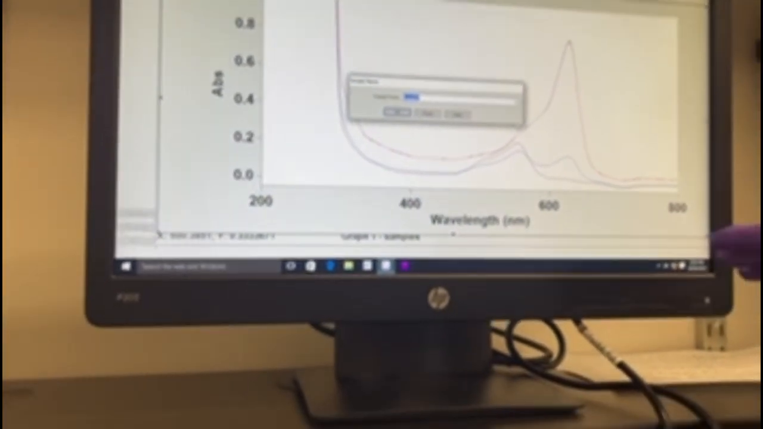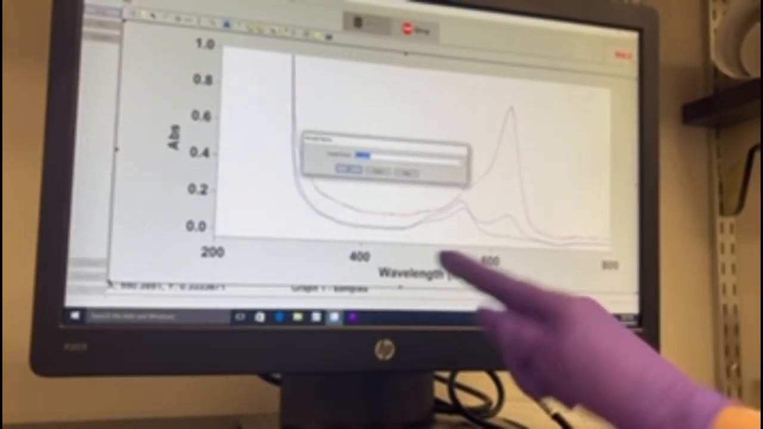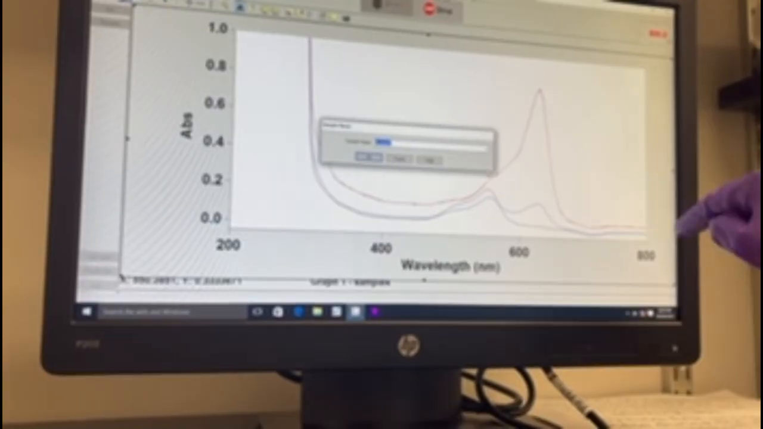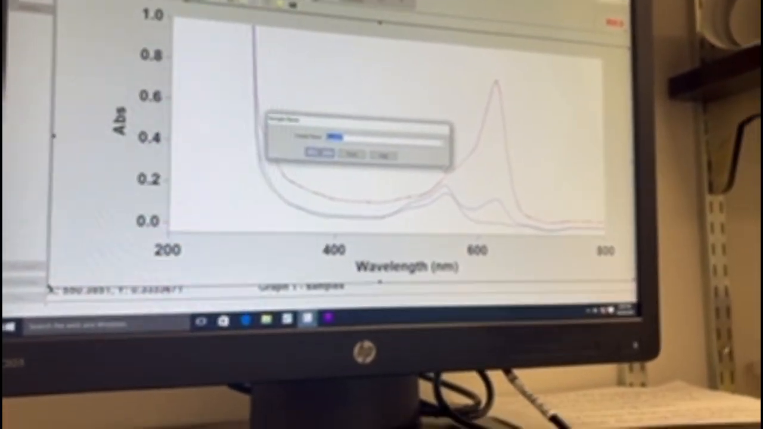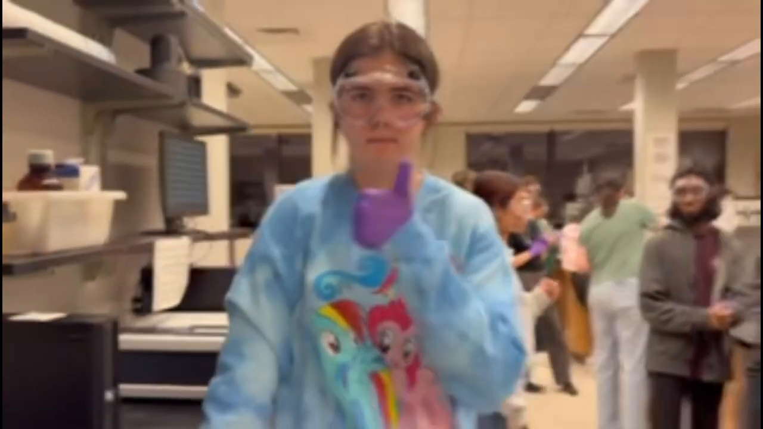So this is why we need to scan across all of them, so we can most effectively determine the best wavelength, since certain substances will have different lambda maxes. Like this one's significantly high. And this is why it's important to scan across all of them.